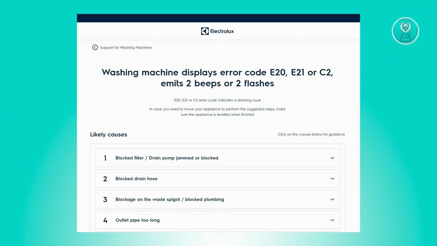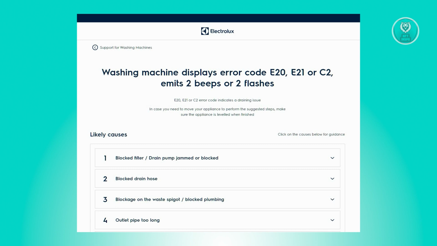So error code E21 commonly indicates a draining problem encountered by various washing machine models, including Kenmore. Now, failure to drain may stem from several factors. Blocked drain pump filter: debris or objects obstructing the drain pump filter can hinder water drainage. Faulty drain pump: the drain pump itself may be defective or experiencing malfunctions. Or third reason, blocked drain hose: as previously mentioned, a blockage within the drain hose could impede water flow.